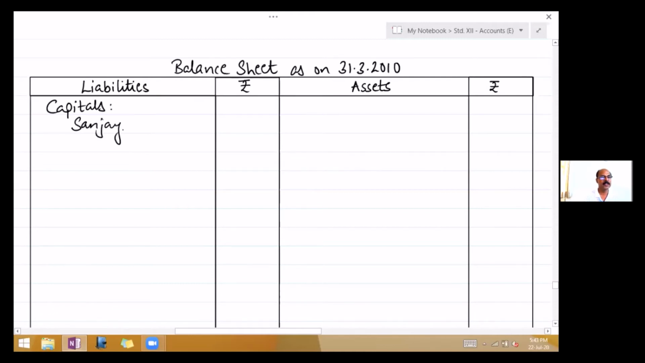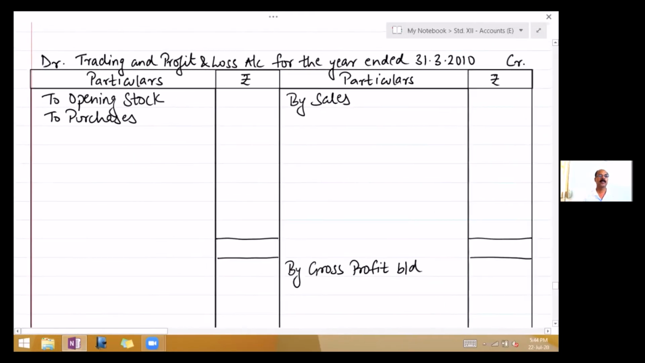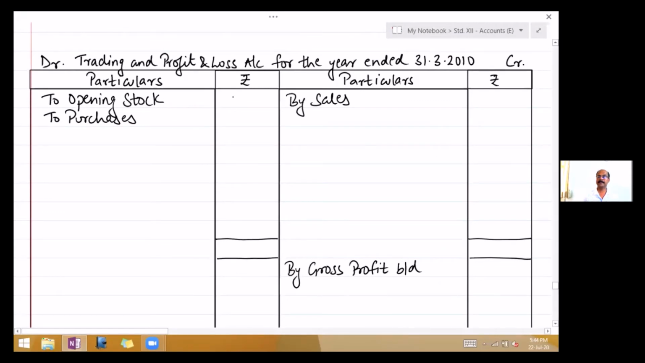today leave 4 lines for this particular problem because there is interest on drawings, interest on capital and net profit or net loss. 3 would be sufficient, but just to have one extra line. And Sudhir also leave 3 to 4 lines. Okay. Should I start, students? Yes, sir. Let's start. So we start with opening stock 20,000. Trading account debit side, first item, opening stock 20,000.